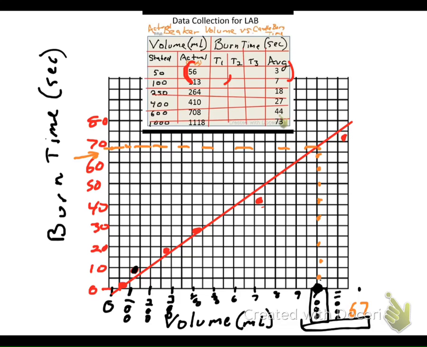Now we can use that data to figure out how long the fish tank will burn for. So 67 seconds is what I predict for a 1,000 milliliter beaker, even though I never actually measured the 1,000. I measured ones bigger and smaller, but I can use my best fit line, my graph, to figure that out by going up and over and reading this number. And that's what I get for my graph.